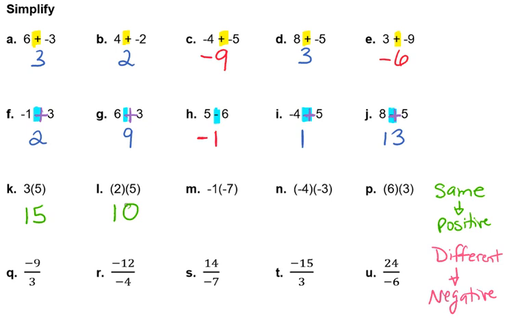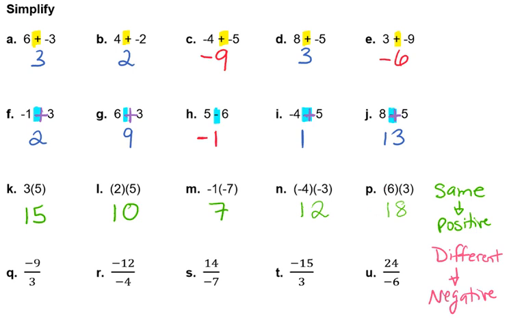For M, we have -1 times -7. They're both negative, so our answer is still going to be positive. It's going to be a 7. For our next example, we have -4 times -3. Because our symbols are the same, we're going to have a positive 12. For P, we have 6 times 3, and those are both positive, so we're going to have a positive 18. Now, let's say that the 6 was a -6 though. Then this would have turned into a negative 18 because the symbols would have been different.